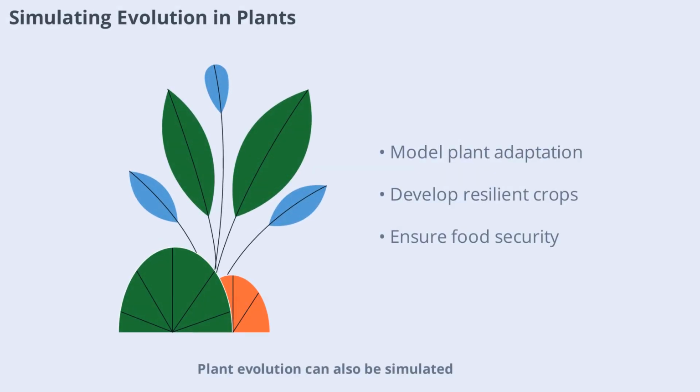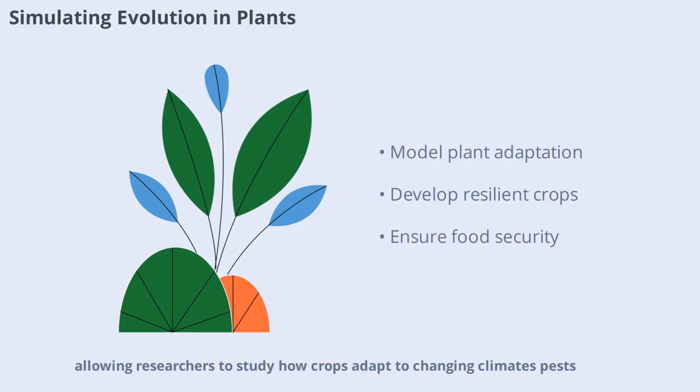Plant evolution can also be simulated, allowing researchers to study how crops adapt to changing climates, pests, or diseases. These simulations help breeders develop more resilient varieties and ensure food security in a rapidly changing world.